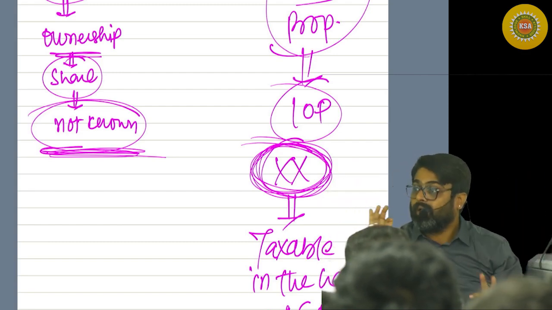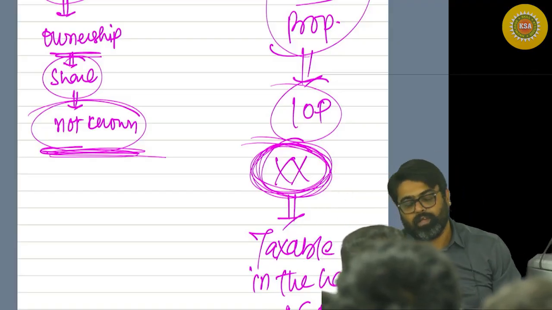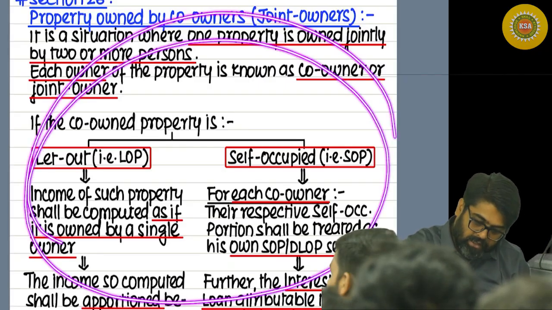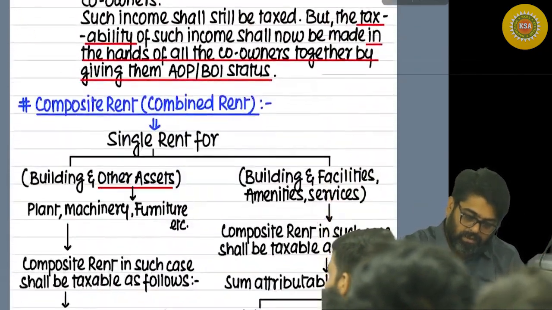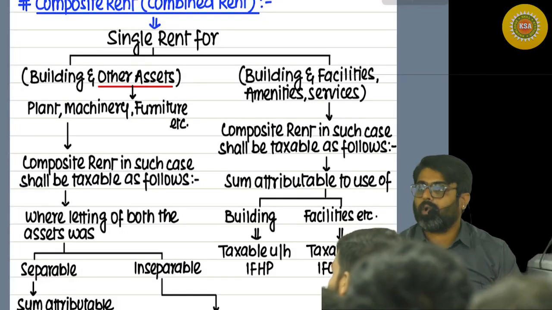Getting my point? Here only you can go wrong. Other than this, it is very easy. Section 26, section 26, entire discussion over. Yes or no? Now we'll discuss composite rent or combined rent.